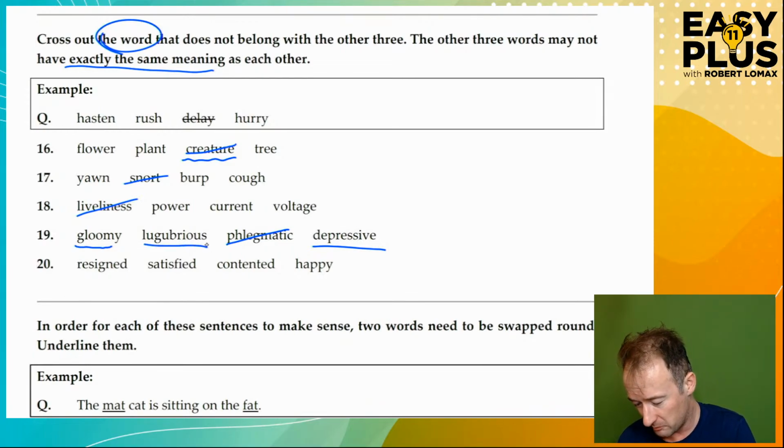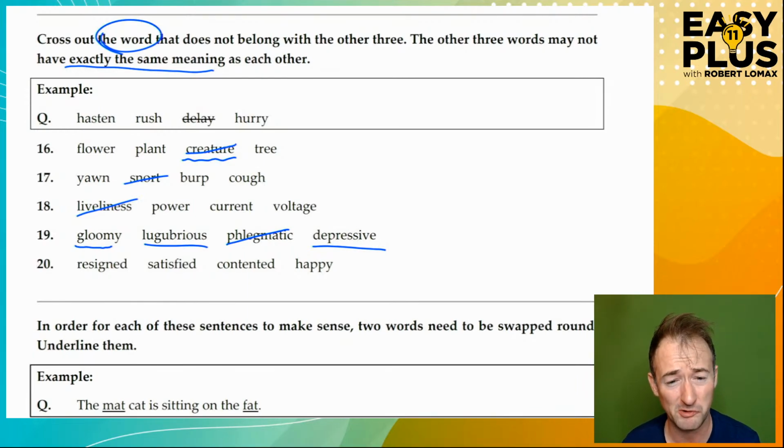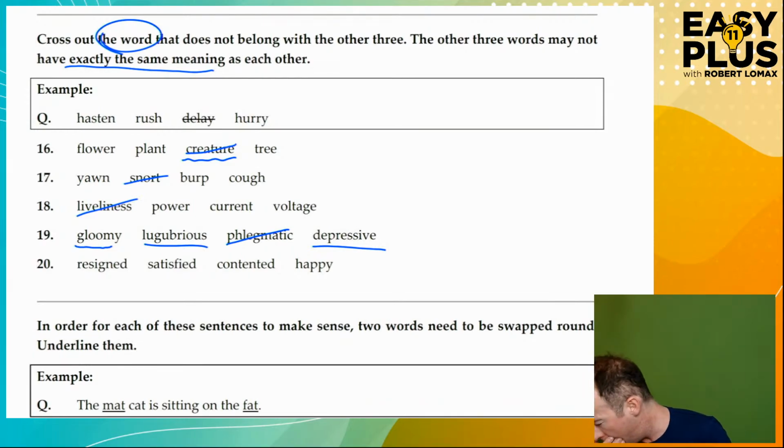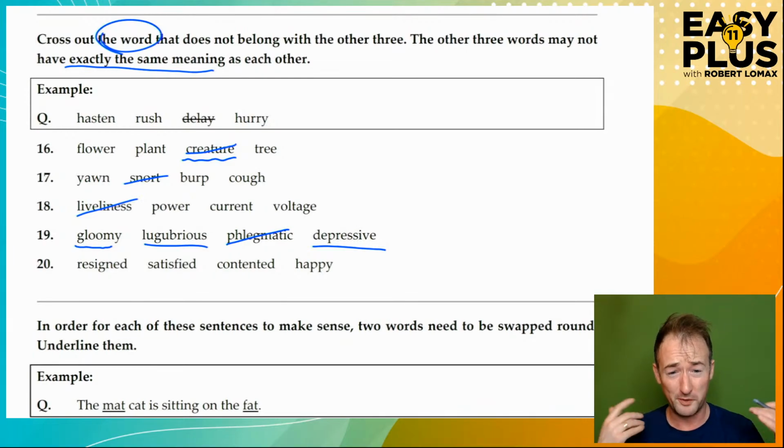Lugubrious also means gloomy, depressive. It's a nice word, actually. It's a really nice word, lugubrious. Whereas phlegmatic means not too emotional, kind of pragmatic. Oh, I'm coughing. That wasn't deliberate at all, but it is a useful way to illustrate it, because phlegmatic comes from the idea of, horrible to say, phlegm.